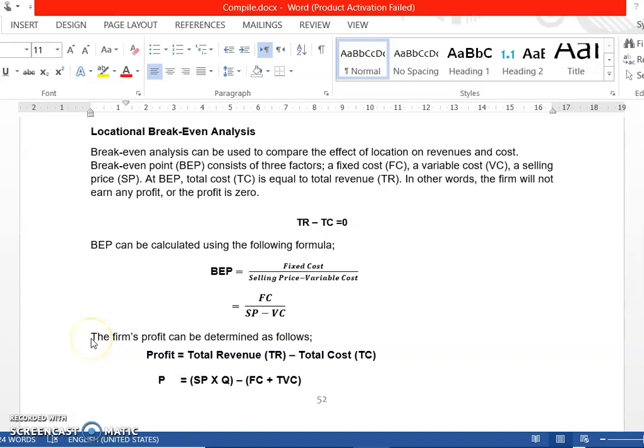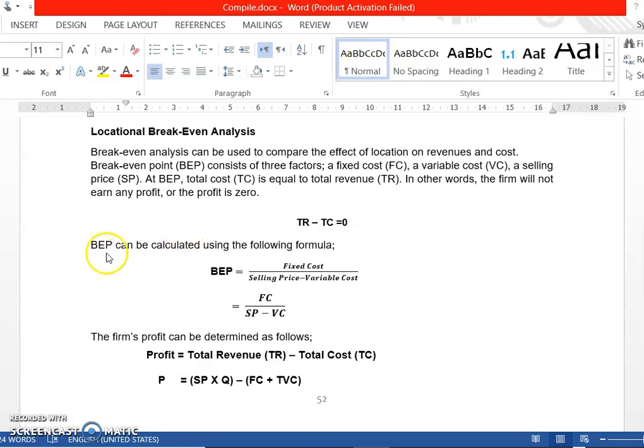Okay, we continue again on locational break-even analysis. So for break-even analysis, what we need to remember is total revenue minus total cost is equal to zero, meaning that we are not facing loss and we are not gaining any profit.